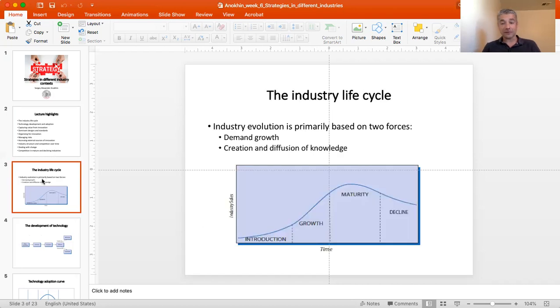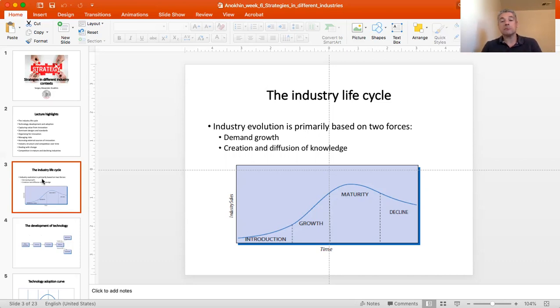So first of all, the industry life cycle. Obviously, industries have a beginning, and even the industries that we think of haven't been around for ages, at some point were brand new. So industries go through 4 main stages in their development and evolution: introduction, growth, maturity, and decline. And not every industry makes it, right?